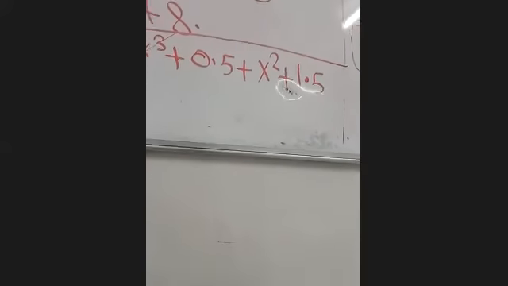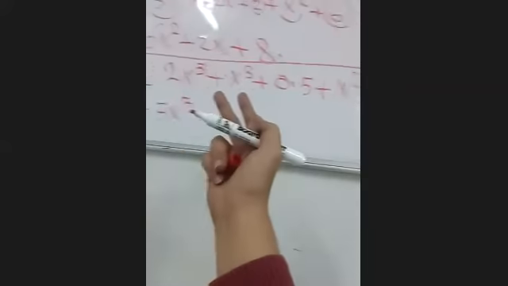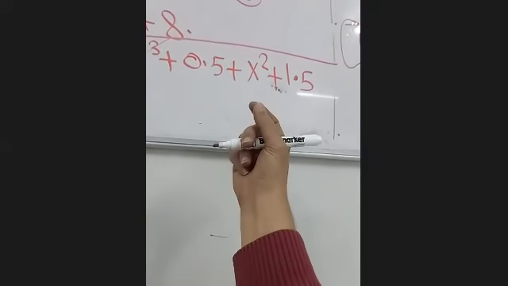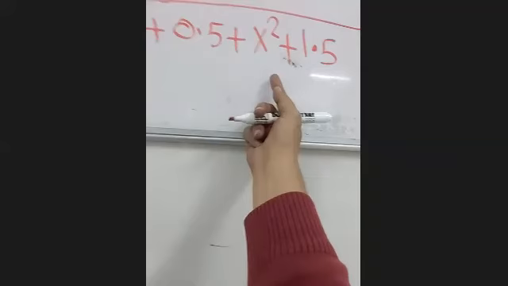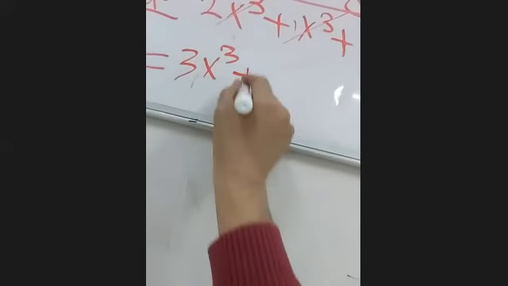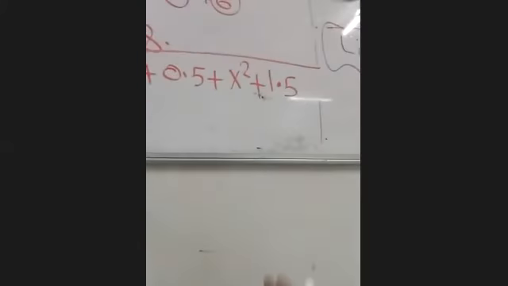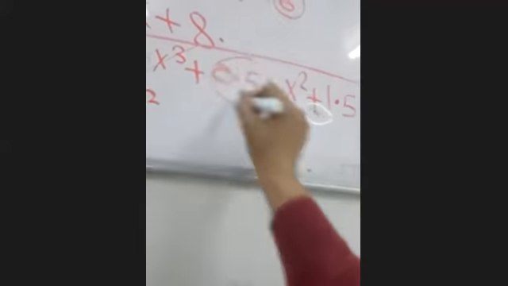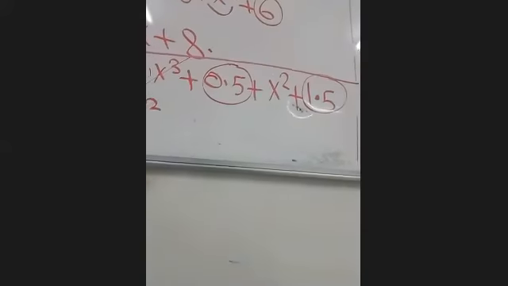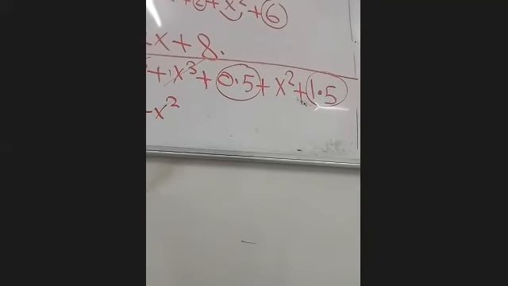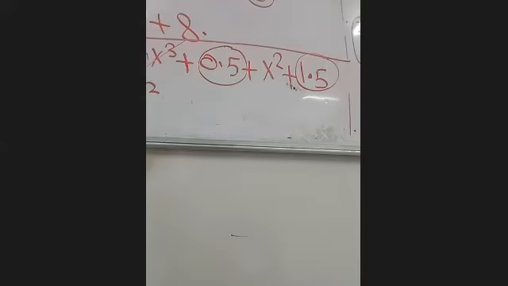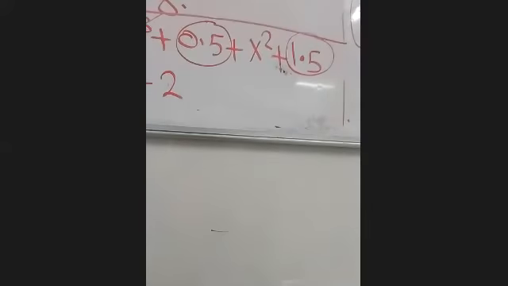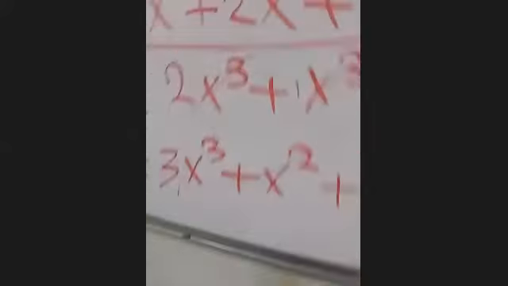Do we have x to the power 2? Yes, only this one, x to the power 2, so it comes down, because there is nothing else like it. Plus x squared. Now, do we have numbers alone? Yes, 0.5 and 1.5. Half and 1 and a half. How much is half and 1 and a half? 2. Only 2.